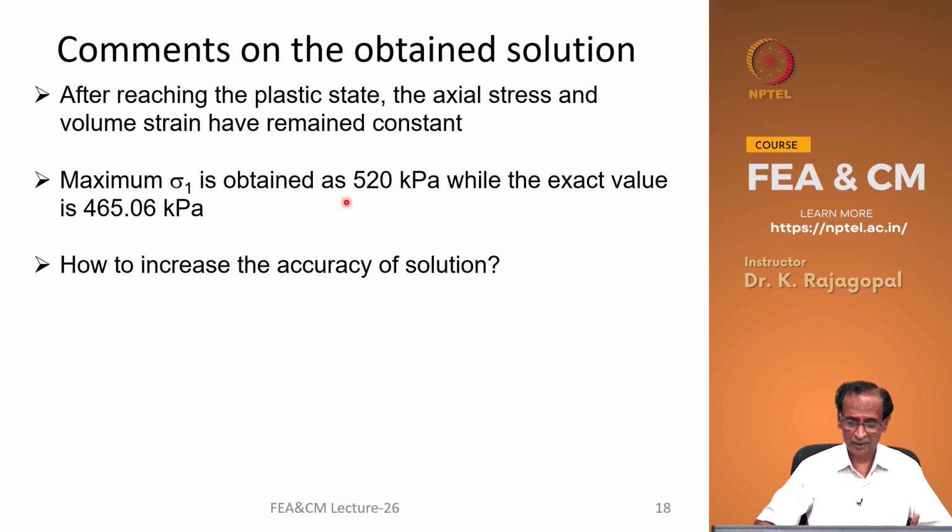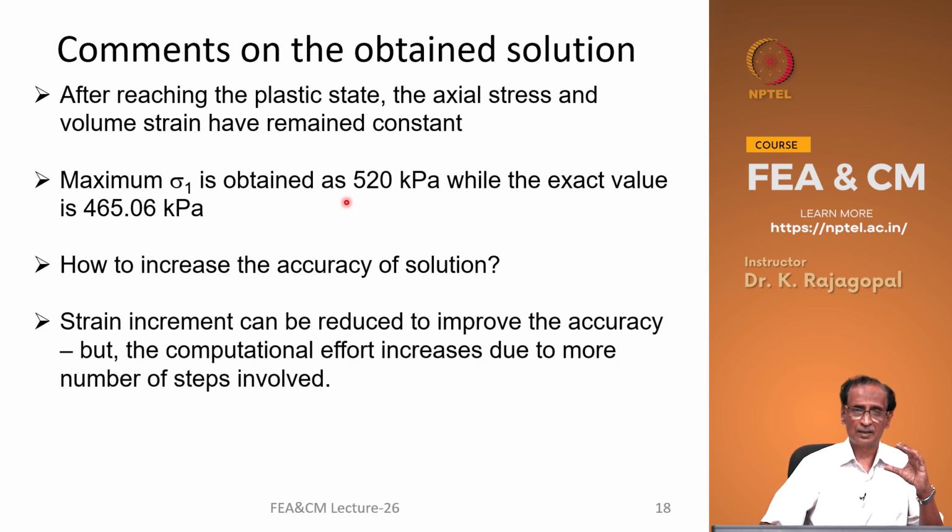So, how do we increase the accuracy? The strain increment is something that we can control. So, instead of applying the strain increment of 0.002, let us say we apply it in 0.001. Your solution accuracy might increase a little bit. That we will see through the Excel program. But if you reduce the strain increment, the number of computations is going to increase, and the solution time will be much longer. So, that also we have to keep in mind.